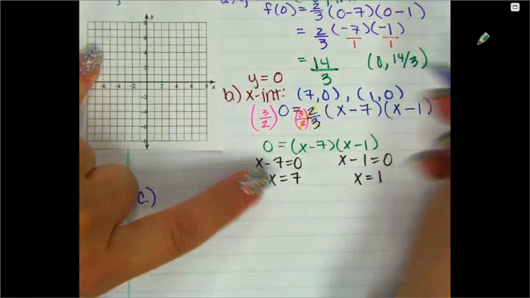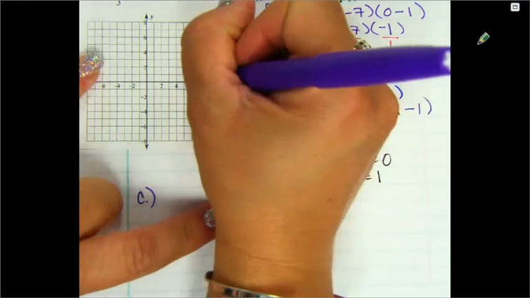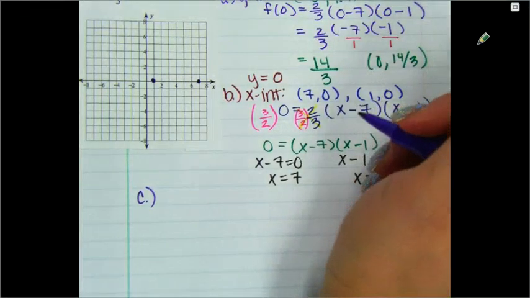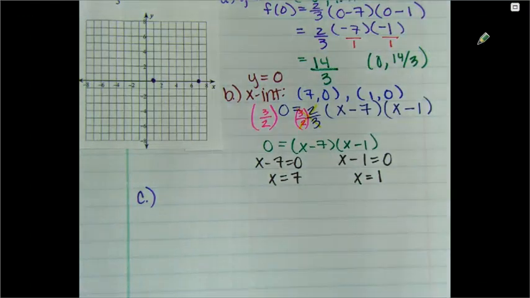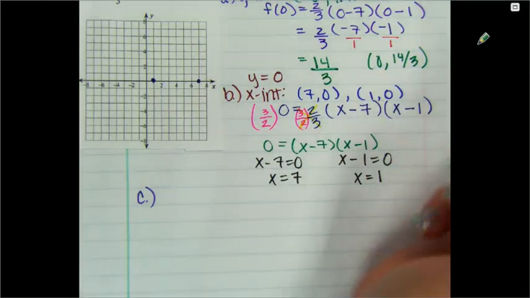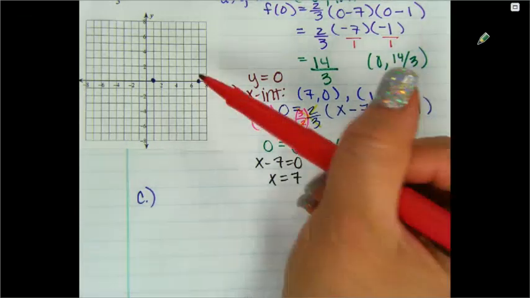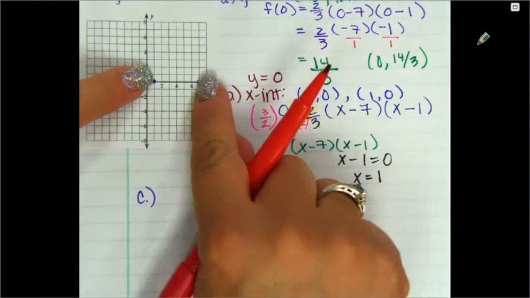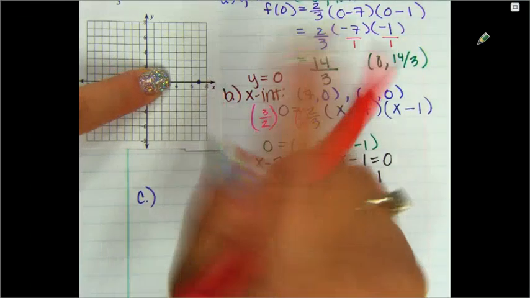Here we go, let's grab 7, 0, and 1, 0. We're gonna find the vertex. In order to find the vertex, from your x-intercepts, where is it located? It's in the middle. So if I count and find the middle, it's going to be a 4.